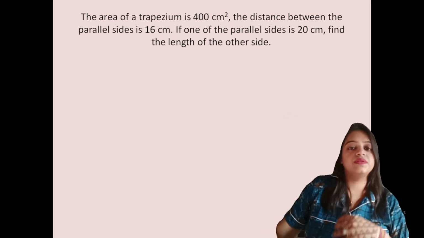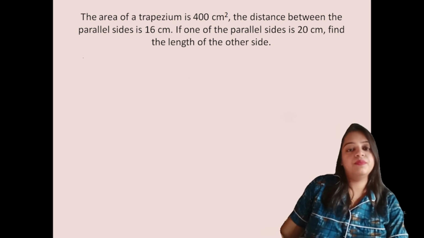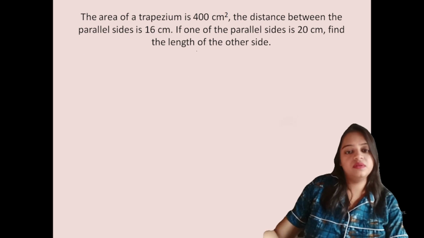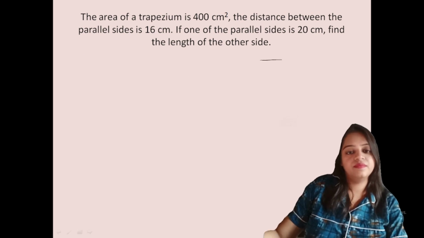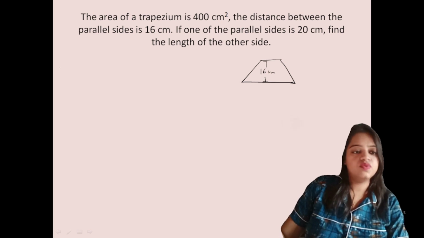See the next question now. Area of a trapezium is given now in the question. I am drawing the figure. ठीक है, area given है और distance between parallel sides given है, मतलब 16 centimeter ये given है. One parallel side is 20 centimeter and they are asking to find the length of the other side, right? So we can let the other side be x. Let the other side be x centimeters.